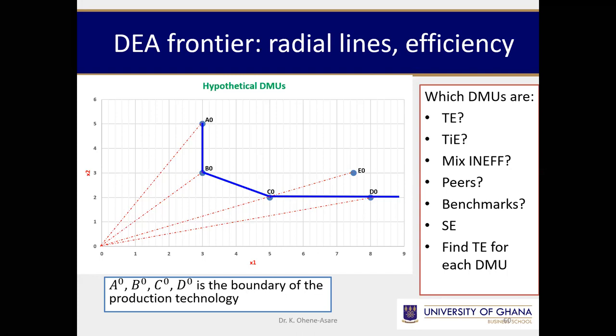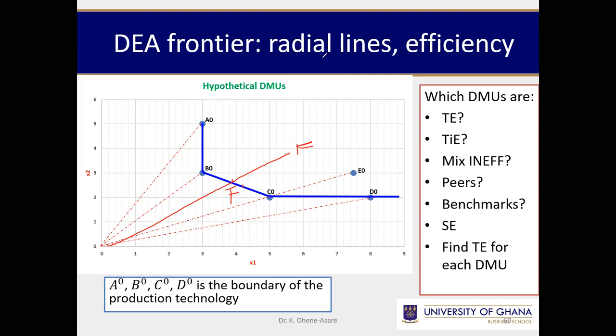Okay. Now let me create another DMU called F here. If you look at F, where it hits the frontier is F prime. By the way, is F efficient or inefficient? Anybody? Inefficient. Okay, F is inefficient. Now, Alec Blaine. Yes, Doc. F is inefficient. Can you confirm whether it is technically inefficient or mixed efficient or mixed inefficient?